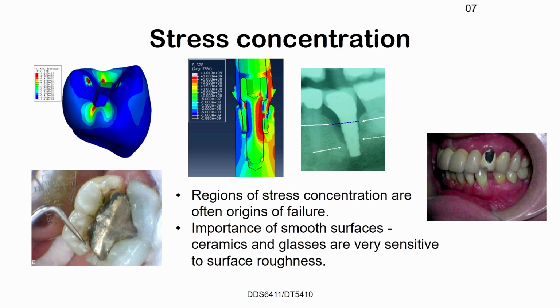For brittle materials like ceramic and glasses, because they are brittle, they are especially sensitive or vulnerable to any stress concentrations. And this could happen at a very small scale. So any scratches, surface roughness, will introduce tiny stress concentrations, but high enough to cause crack initiation and propagation. So chipping from scratches is quite common in ceramic restorations.